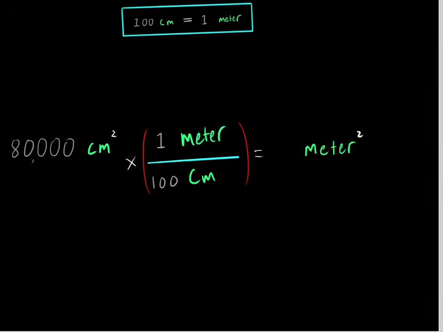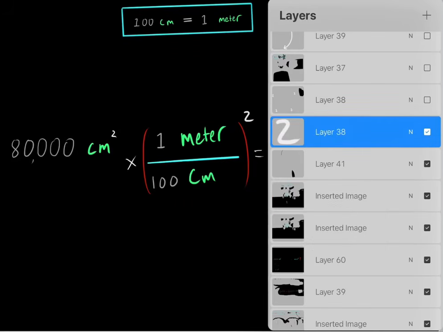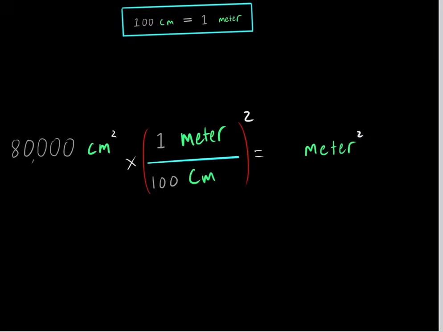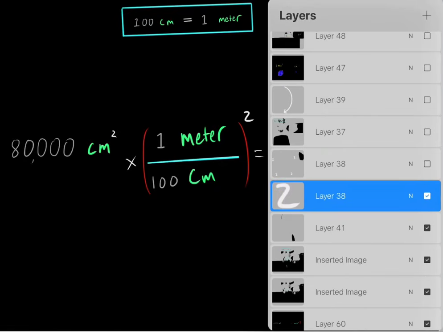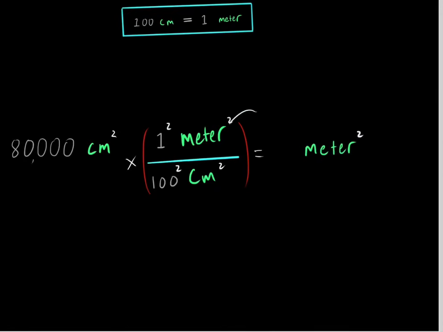However, there's a problem. If you notice, we have centimeters squared and we have centimeters. So this won't perfectly cancel. And even if they did, we'd be left with meters when what we really want is meters squared. So these units aren't quite right. So what we have to do is square this conversion. Just the way algebra works, when you square a fraction like this, that square goes to everything. Everything gets squared: the meters, the 1, the 100, and the centimeters.